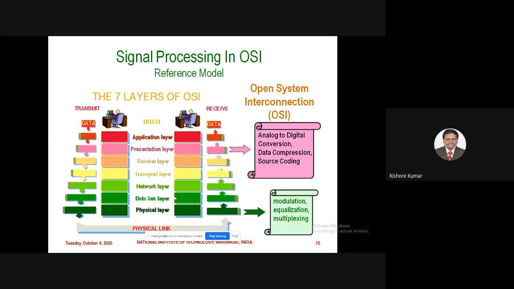Why I am showing this particular reference model is that most of the time people think that signal processing is applicable to some particular domain only. It is not like that. Signal processing is useful in all cases.